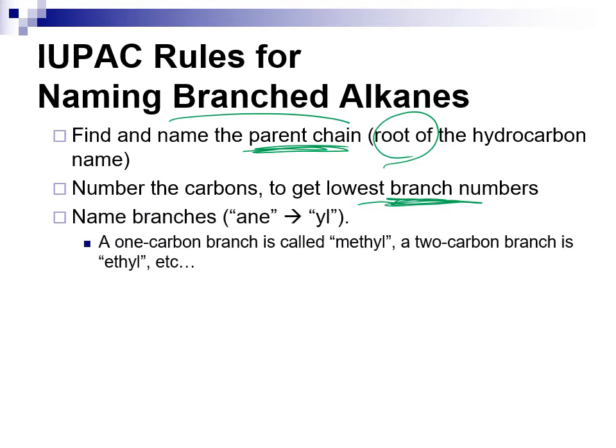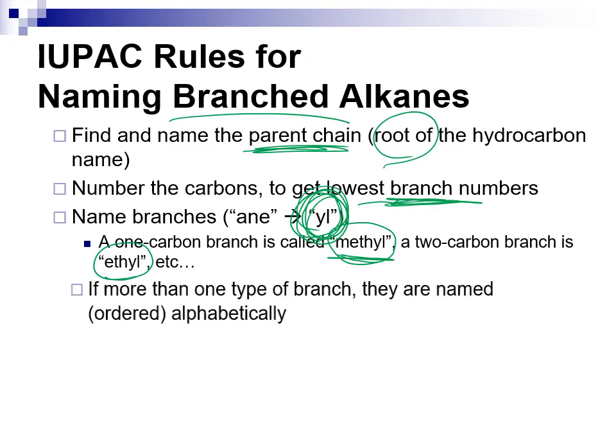The branches themselves, we're going to look at how many carbons are on them. And because the branch is attached, we're going to use yl as the ending. So we're going to say how many carbons there are, and then we're going to say yl. So for example, if there is a single carbon branching off of the main chain, we will refer to that as a methyl branch. If there's 2 carbons branching off the main chain in a row, so a line of 2 carbons, then that would be an ethyl branch.